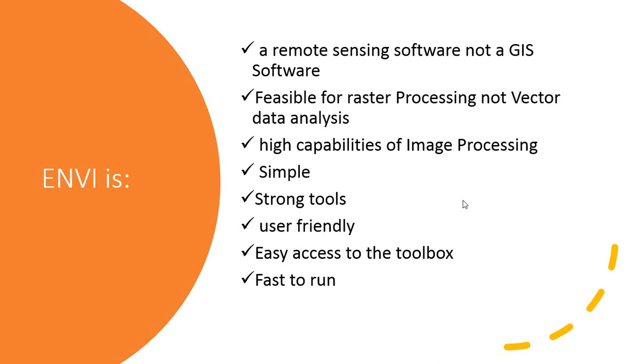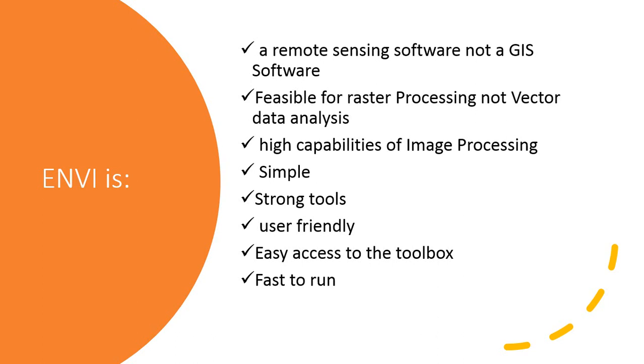So let's see what Envi is. Envi is a remote sensing software, an image processing software that is designed and created to extract information from satellite imagery. This is not a GIS software and does not have enough capability to be used in GIS modeling. It's mostly appropriate for the processing of raster data like satellite images, not for vector analysis or vector modeling.